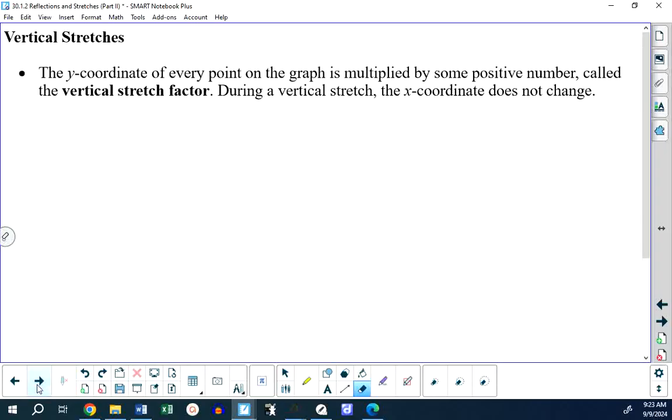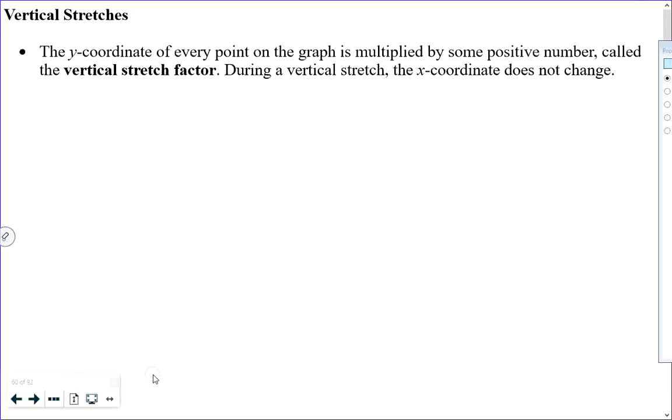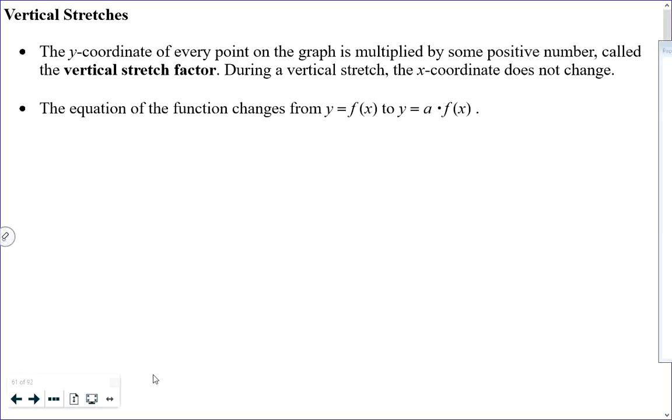The y-coordinate in a vertical stretch is multiplied by some positive number, which we call the vertical stretch factor. And during a vertical stretch, the x-coordinate does not change. This is from the warm-up. We learned this on the first page of this lesson. The equation of the function, which we learned just in the last part, the exploration, is that f of x changes to a times f of x. And whether you choose to use y equals for both or g of x equals for the second one is entirely up to you. The vertical stretch factor is equal to the absolute value of a.